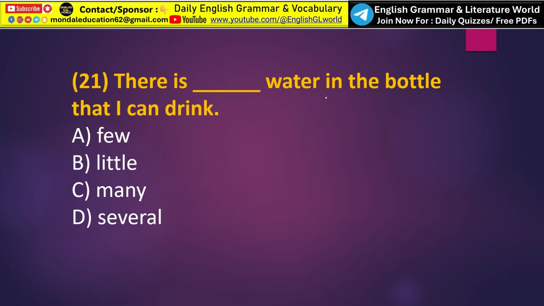Next, there is dash water in the bottle that I can drink. Now you have to identify the noun, that is water. Water is always treated as an uncountable noun because we cannot count it individually. The sentence means that only a small amount of water is available in the bottle. Therefore, again we use the determiner little. So option B, little, is the correct answer. Not few, not many, and not several. All of these are used before countable nouns.